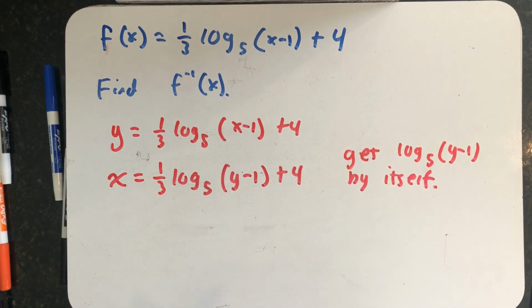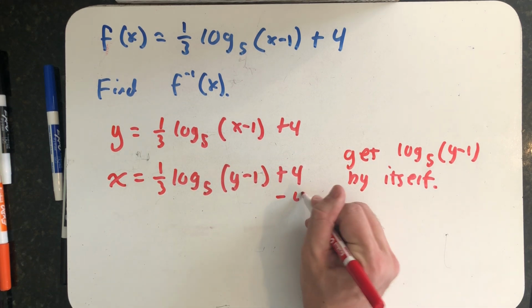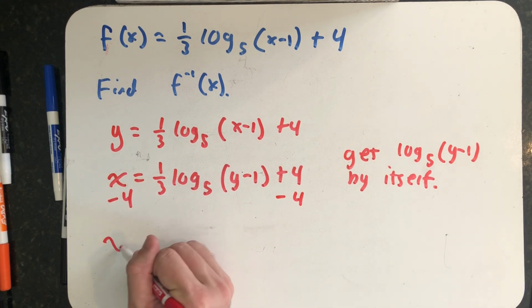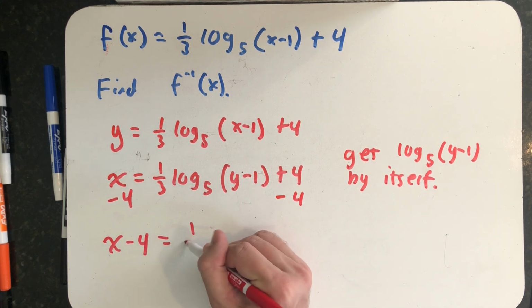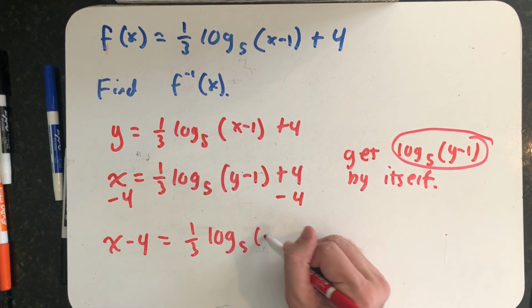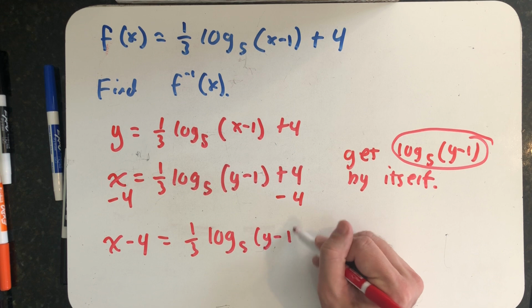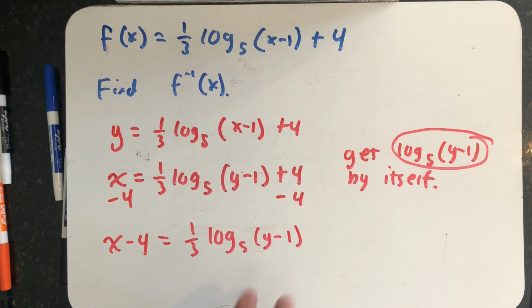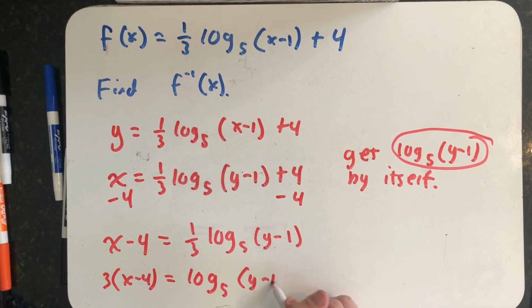Later on in this unit, we're going to talk about solving exponential equations, and we'll do this repeatedly where we isolate the logarithm. So we're going to take 4 away from both sides. Because I'm just really thinking about solving for this, the logarithm base 5 of y minus 1. All right, so now, if I'm trying to get this by itself, let's multiply both sides by 3. So I get 3 times x minus 4 is equal to the log base 5 of y minus 1.